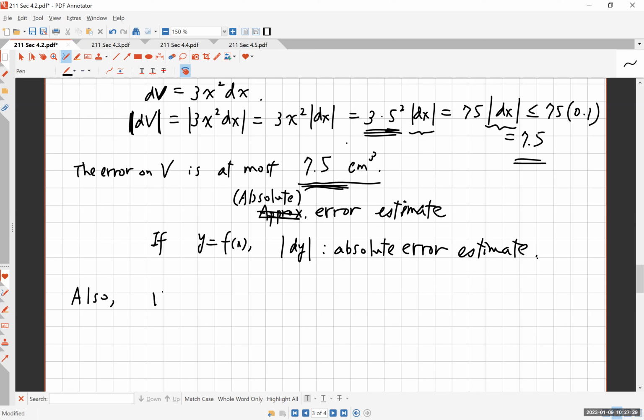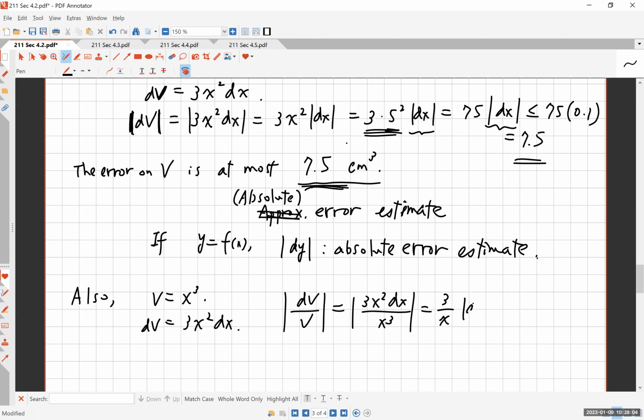But here's something else also. In this case, what was v? x cubed, right? dv is 3x squared dx. So if you think of dv over v, the absolute value of this, what are we talking about? It's the error divided by the volume. And this will have a meaning in just a minute. If you calculate this, it will be 3x squared dx over x cubed. These are all positive values, except we don't know about dx. So this is 3 over x, and then dx.